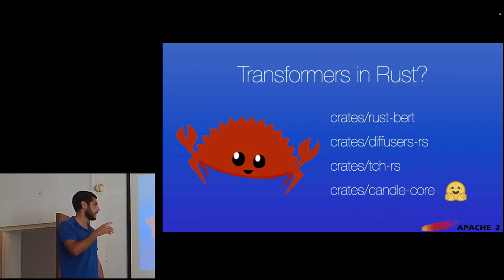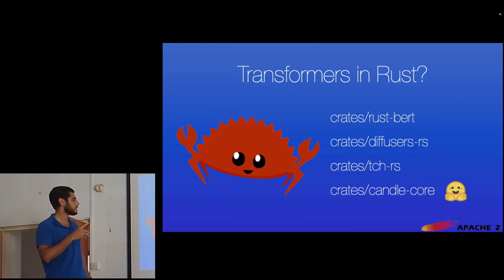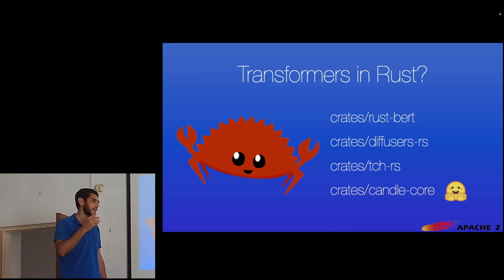The first one is rust-bert, which is focusing on natural language processing tasks. It will allow you to do things like summarization of text, question answering based on context, sentiment analysis, a lot of things, really. Diffusers is what enables you to run Stable Diffusion. Stable Diffusion, you might have heard of it, is an AI model that allows you to generate images.